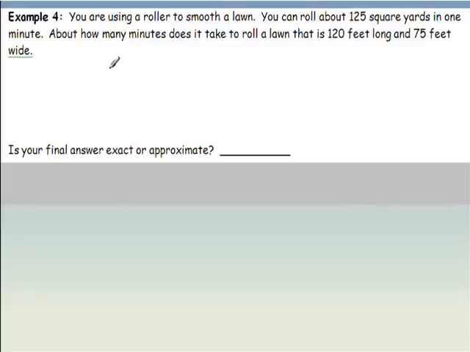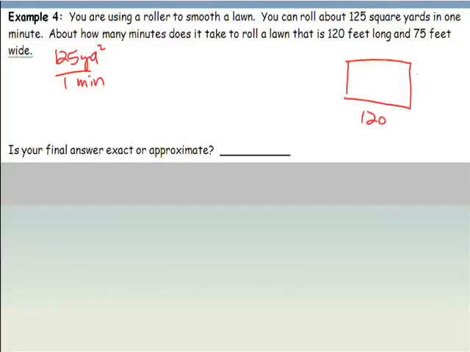It's all weeds anyway. It says you can roll about 125 square yards in 1 minute. So that's kind of a rate, right? 125 square yards per 1 minute, right? Like miles per hour, that's a rate. And then it wants to know how many minutes does it take to roll a lawn that is 120 feet long. So it must be a rectangle, 120 by 75.